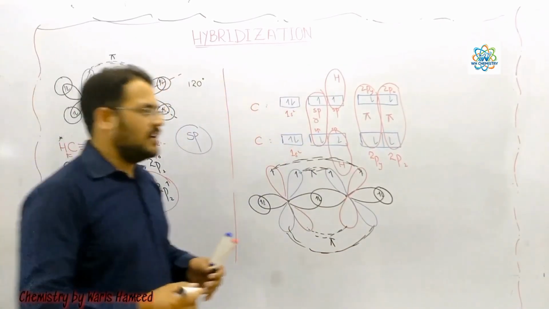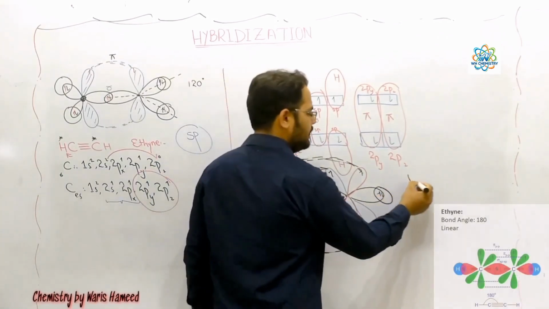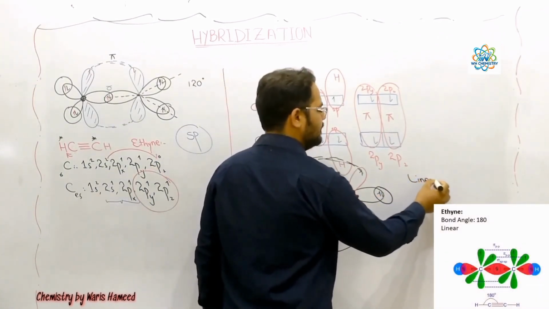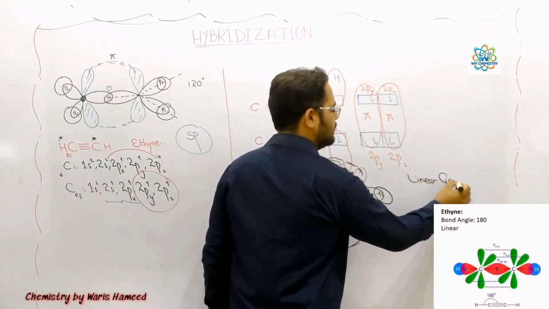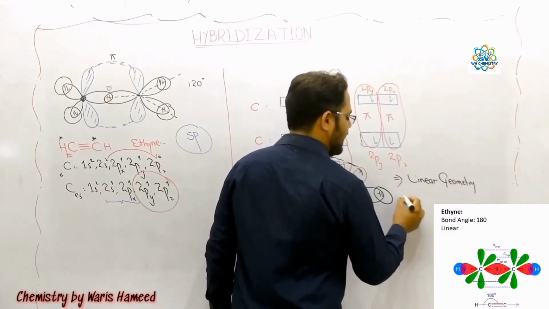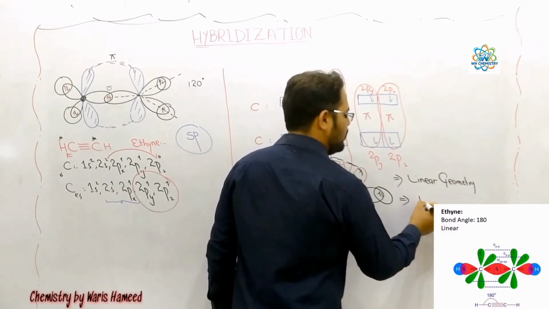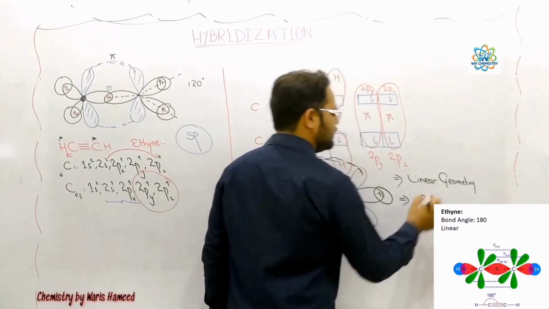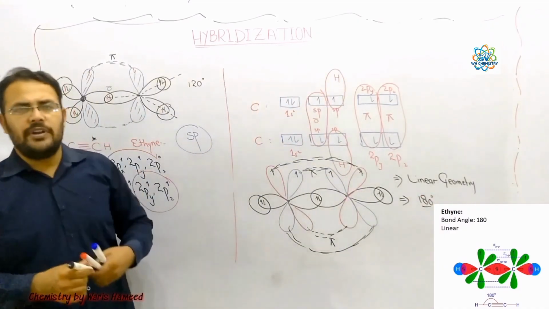In this case the geometry will be linear geometry, and bond angle will be 180.